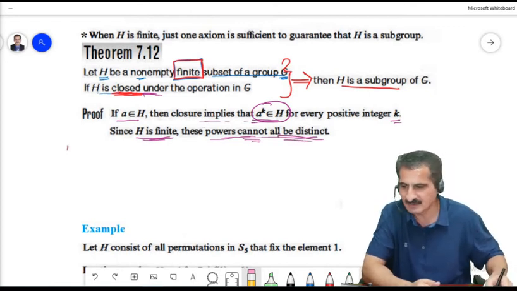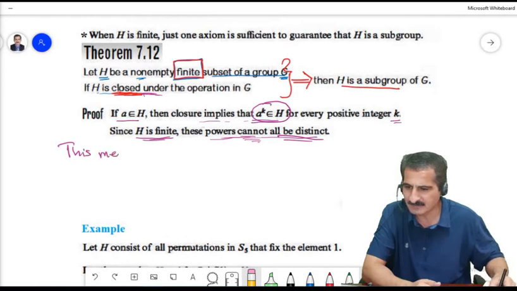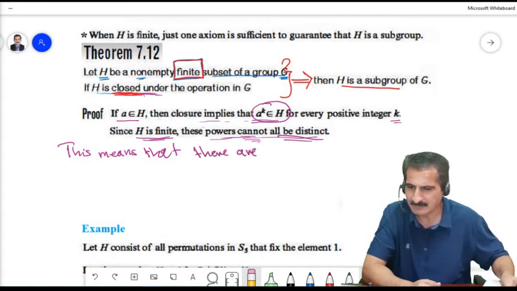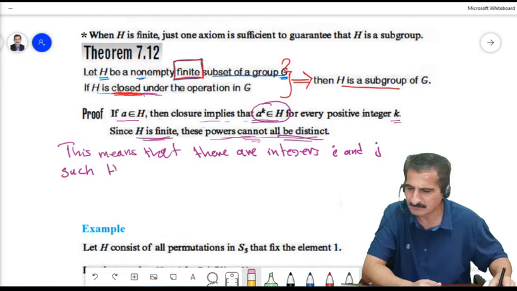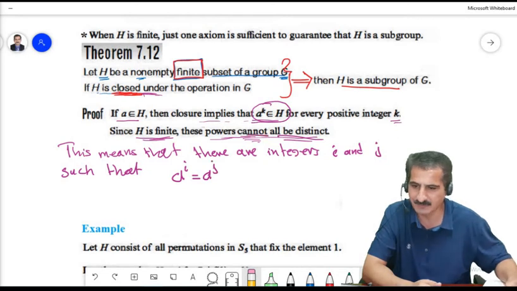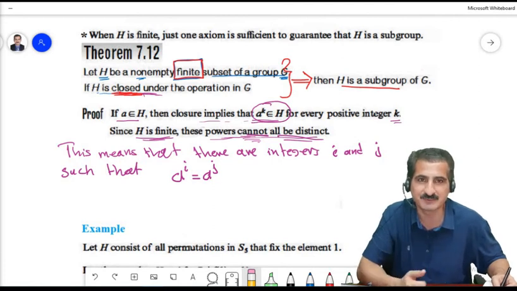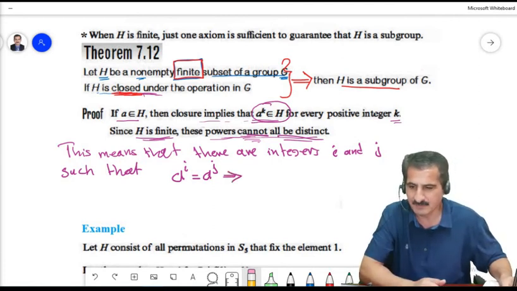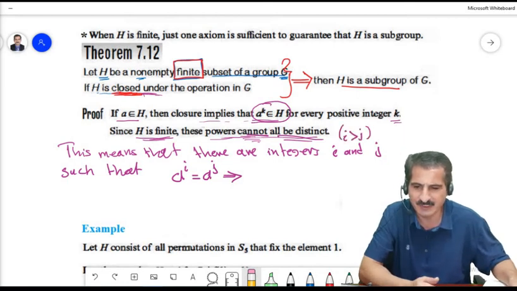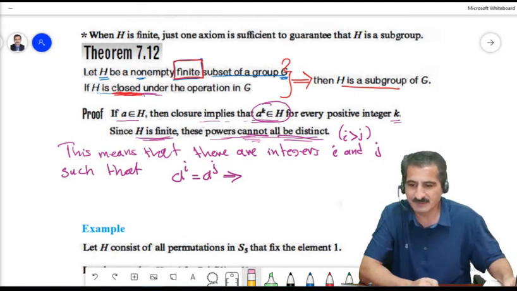So this means that there are integers i and j such that A to the power i equals A to the power j. Look, we cannot allow all these powers to be distinct, so at least two of them must be the same. We may assume one of them is greater than the other, so we will assume that i is greater than j, not equal, greater than. So that means A to the power i minus j is the identity, correct? Multiplied by A to the power j inverse.